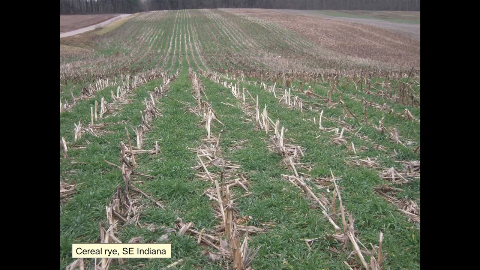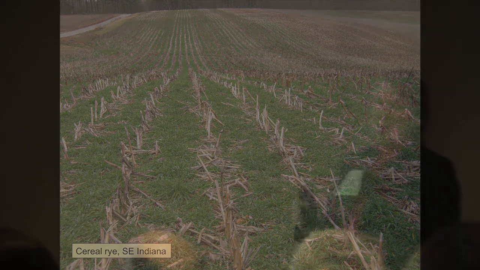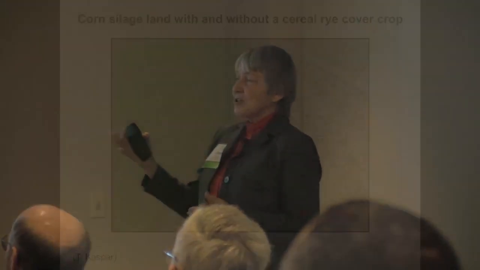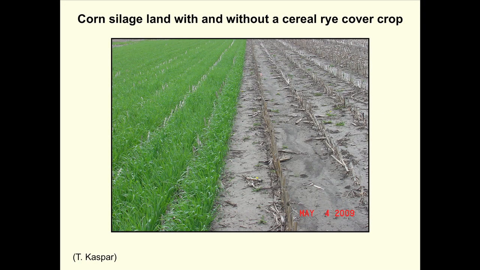Okay. Cereal rye is probably one of the most commonly used cover crops because it can be planted quite late and it's very winter hardy. And I know my other speakers are going to be talking about individual cover crops, but certainly you've all probably seen that. One picture to just illustrate kind of a no-brainer type of situation for cover crops. This is from my colleague Tom Casper in Iowa, but it's corn silage ground, and on the right, this was a photo in early May.